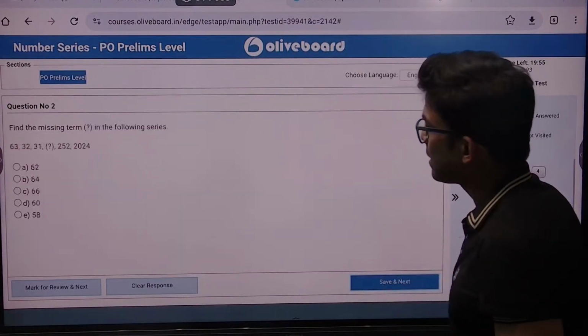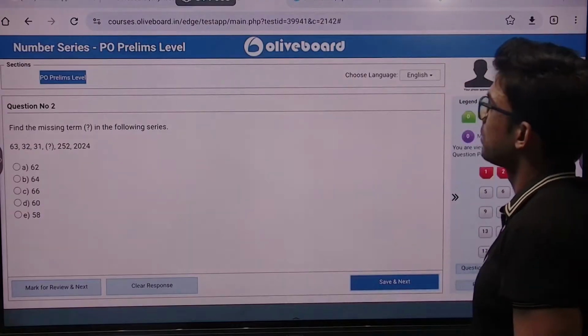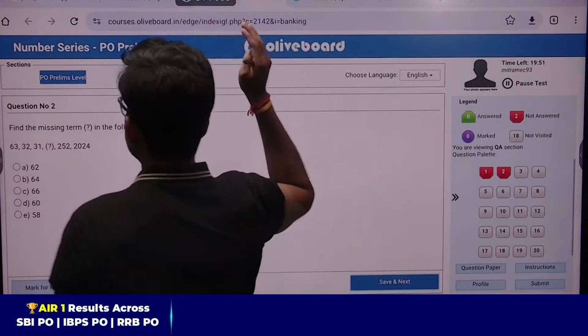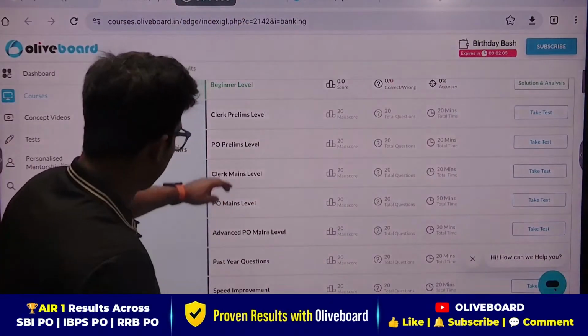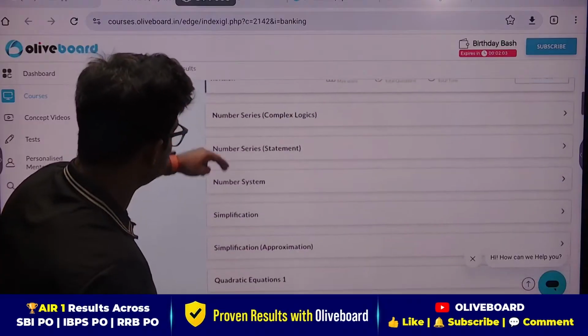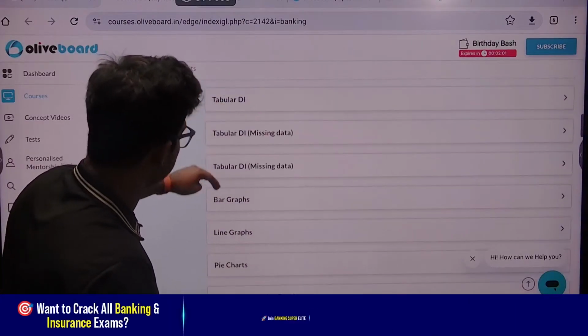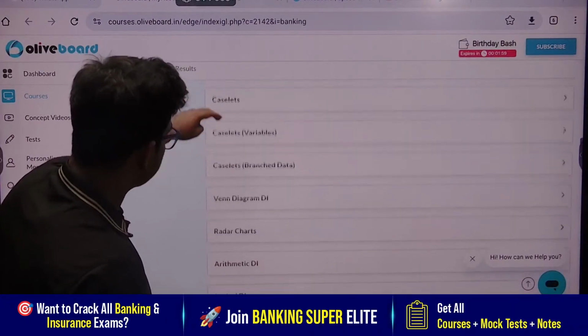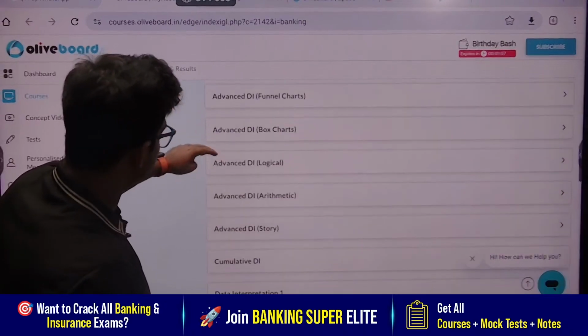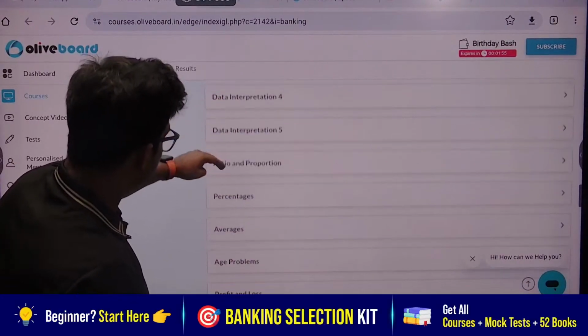You can also go to the next part and solve this question. If you want to go for individual topics like number series, simplification, quadratic equation, tabular, bar, caselet, Venn diagram, advanced level data, everything is there.